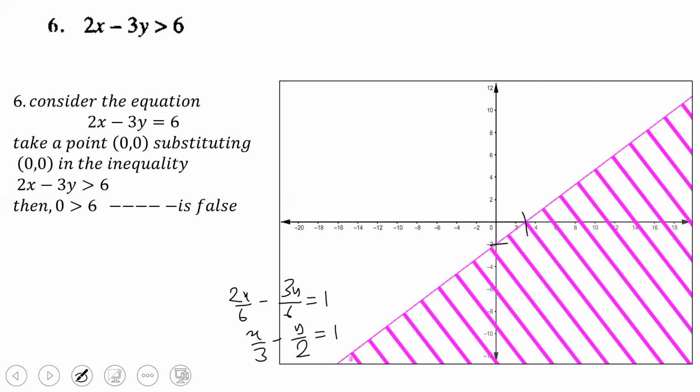Clear? Since it is not given greater than or equal to, we will consider the dotted line here, not this line. Okay, so correct it. We will use the dotted line here. So this shaded portion is the solution region for this inequality 2x minus 3y greater than 6. Moving to the next question.